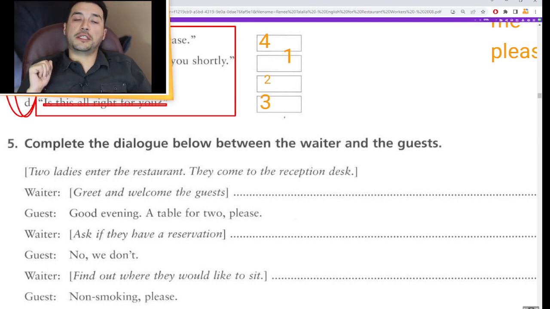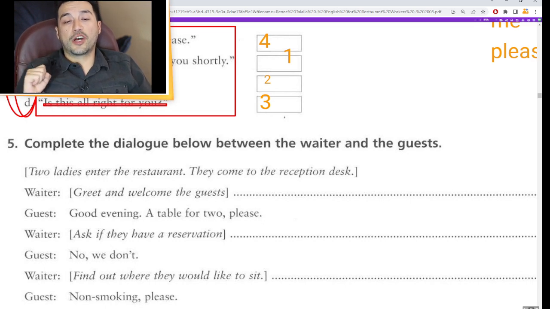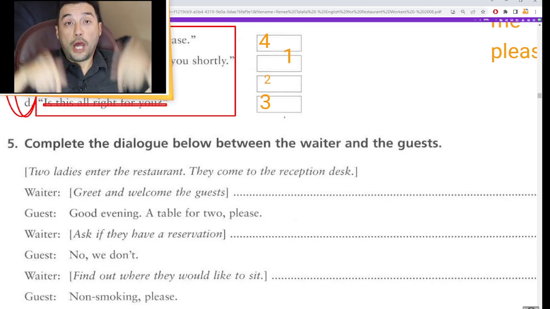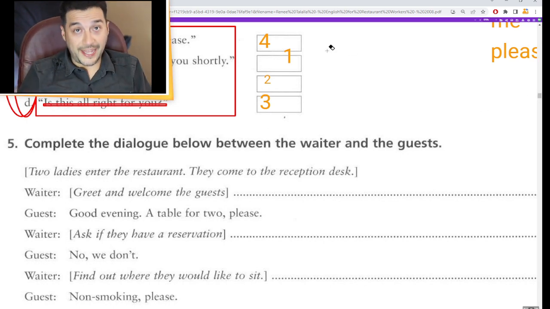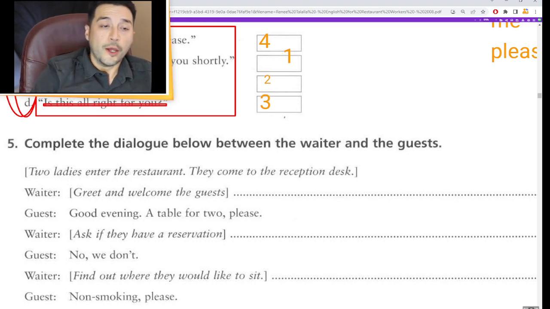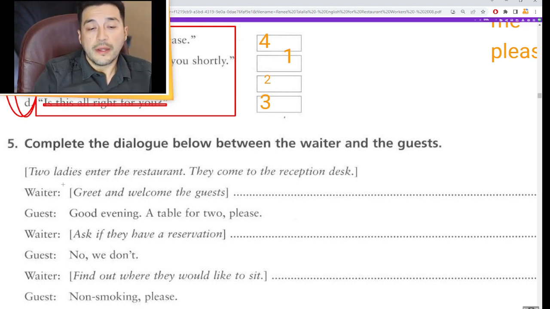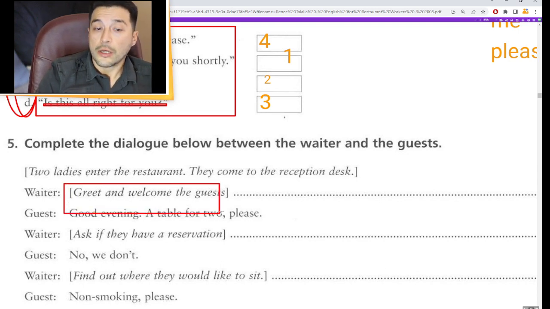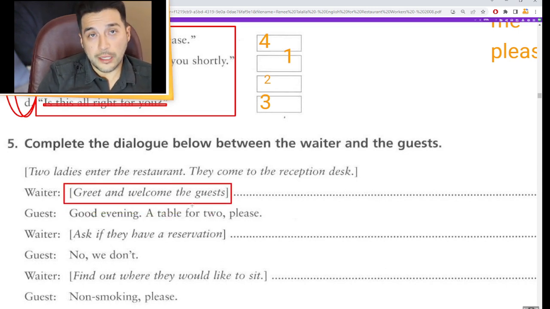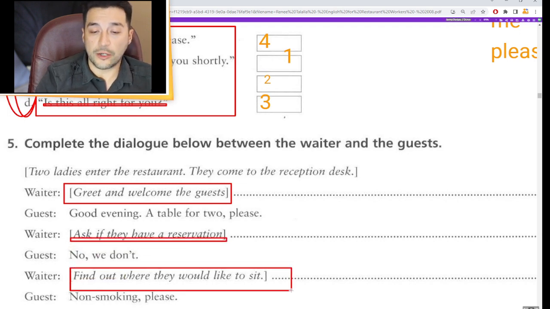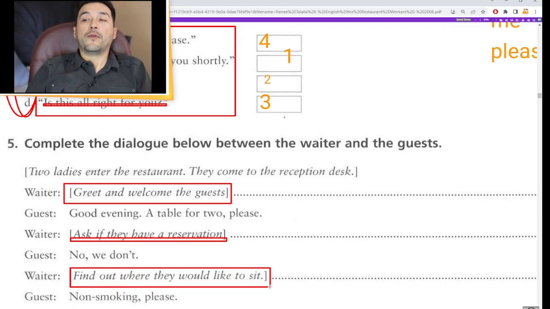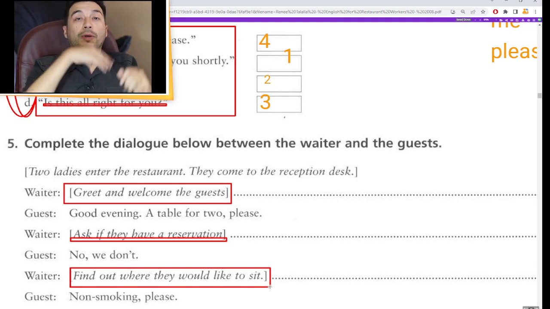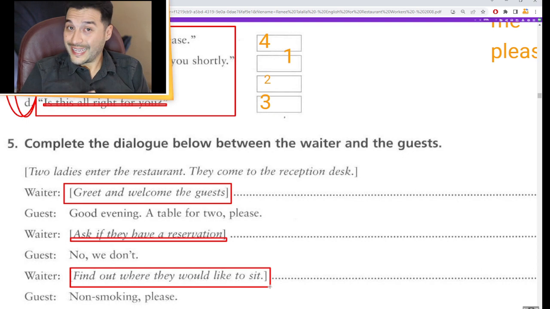The instructions: complete the dialogue, complete the conversation below. The conversation is between a waiter and the guest, the clients. We have a little bit of help, and each line, each dialogue has a title. The title is referring to the skill or the part of the class. This is exercise 5 from unit 2, receiving and seating the guest.